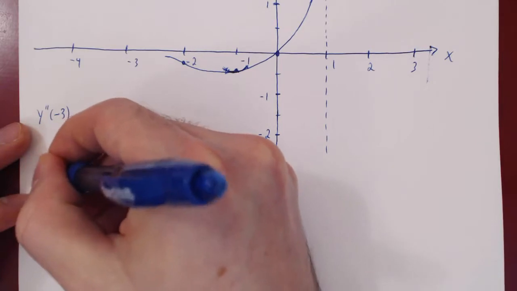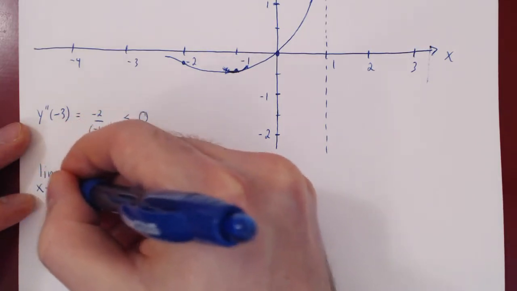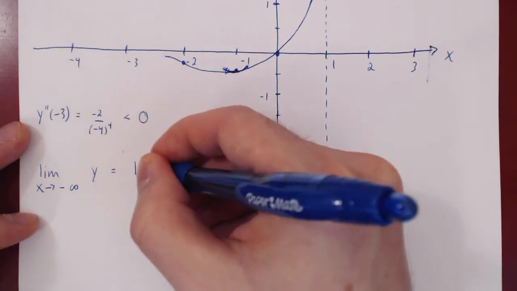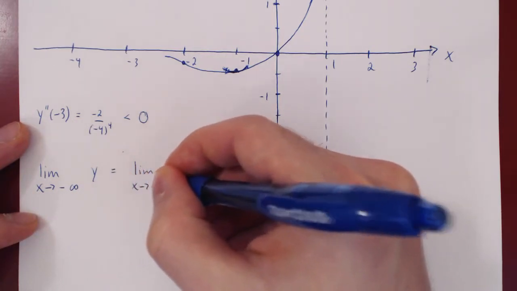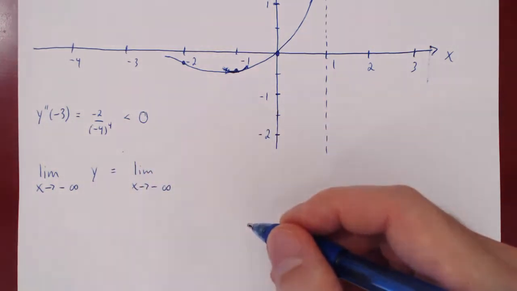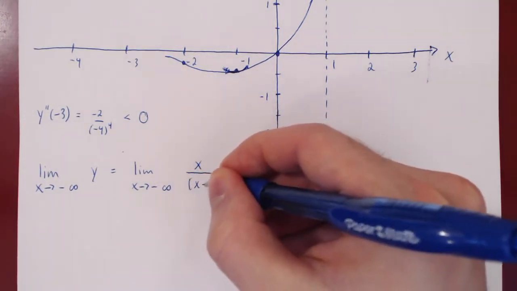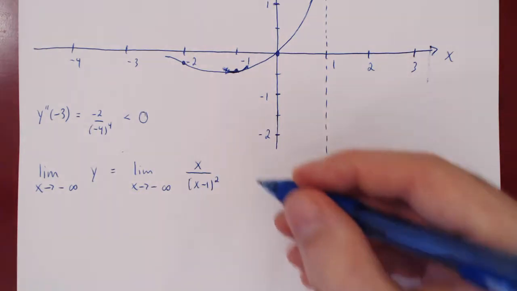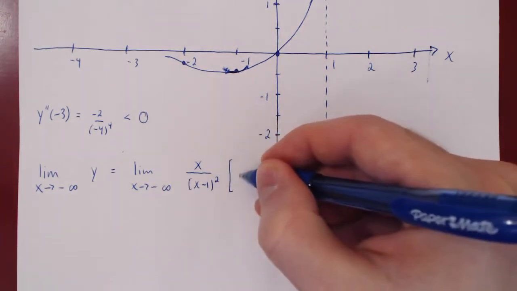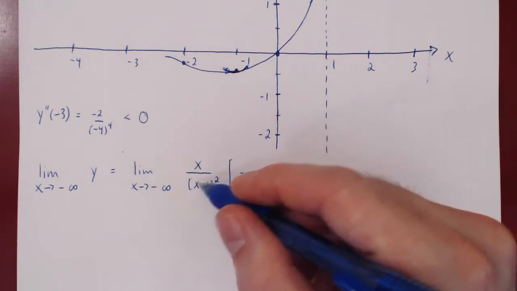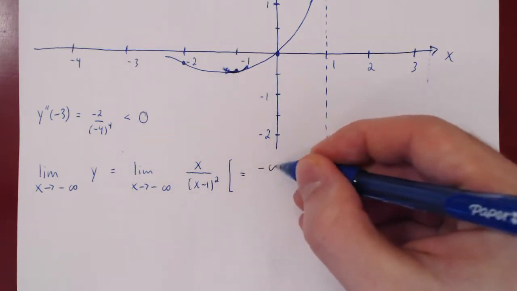Limit as x goes to -infinity of y, the function was simply x over x minus 1 squared. And as x goes to -infinity, we have a -infinity over, since we square it, we'll have a positive infinity.